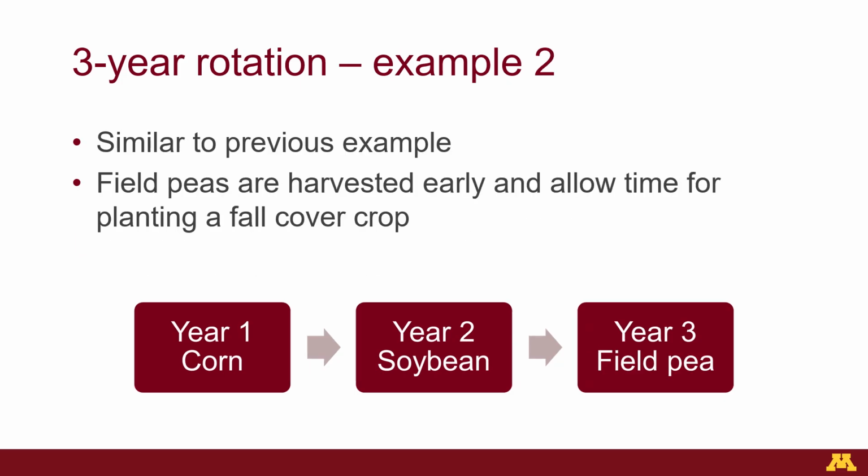Here is another 3-year rotation example. Year 1 is corn, Year 2 is soybean, and Year 3 is field pea. This rotation is similar to the previous one and may provide an alternative in regions where small grains are disease-prone. Field peas, like small grains, are harvested early and allow ample time for a fall-planted cover crop.